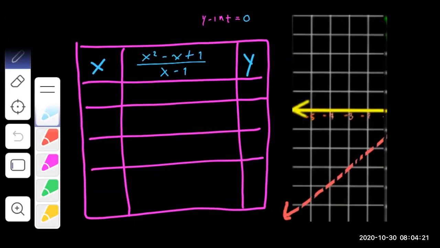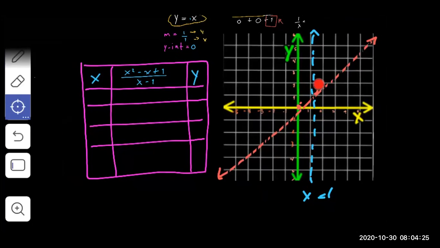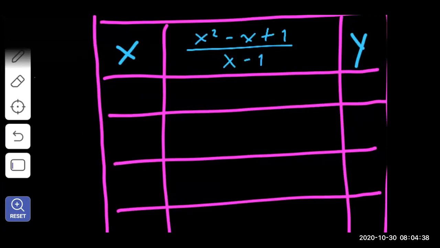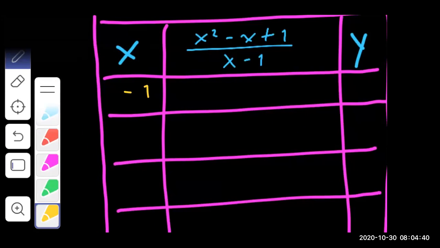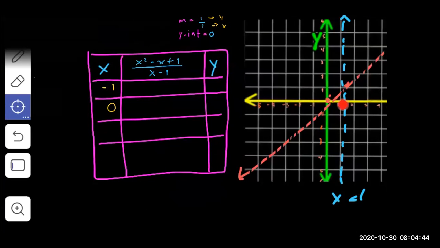Okay, now these are the values we're going to use in the table. The vertical asymptote, we don't include it. This is just the center of my table. Values to the left of this x equals 1, guys: negative 1 and 0. Two values to the left. Now, values to the right of this point: 2 and 3.